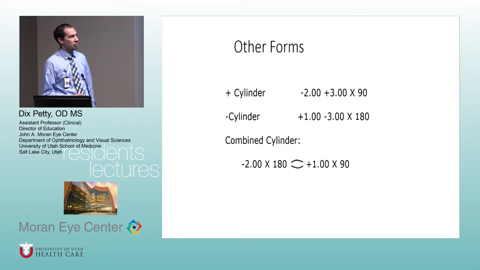Minus 2, and what would be at axis 180? Plus 1. So the way you would actually draw this in a power cross, it's weird, but you actually put the minus 2 at axis 90 and the plus 1 at axis 180.